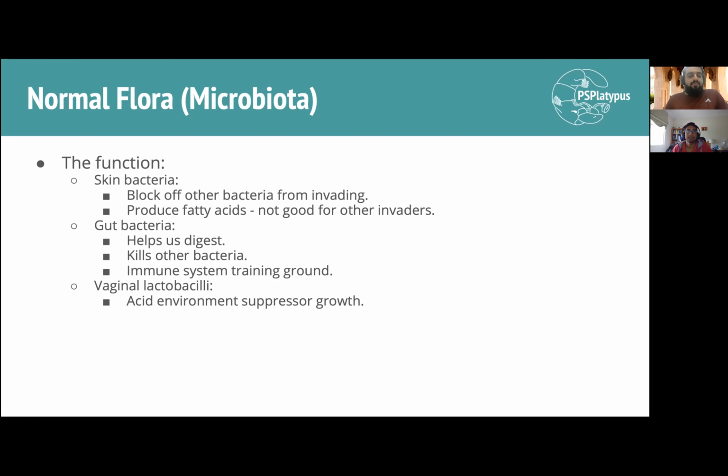Then we have the vaginal lactobacilli, which create an acid environment that suppresses growth of other organisms.